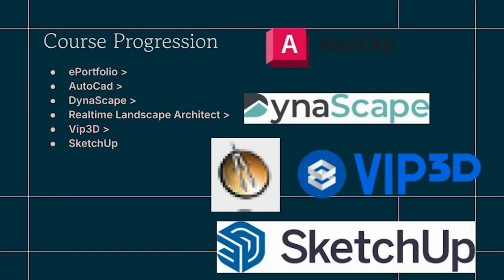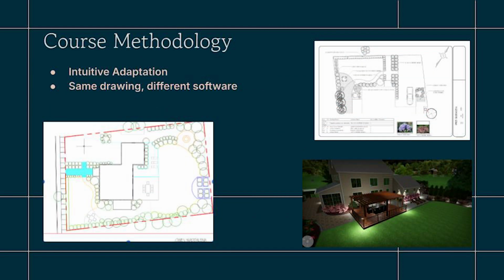This course helped us learn about the ups and downs to all these different softwares and what each of them is good for. This course used methodology known as intuitive adaptation to teach us how to use these different softwares. While we used AutoCAD, Dynascape, and Real-Time Landscape Architect, we continued to draw the same design so that we were able to focus on the different tools we were using rather than learning a new design each time.